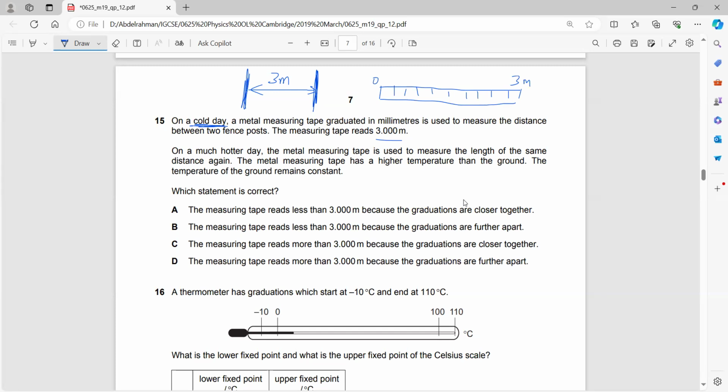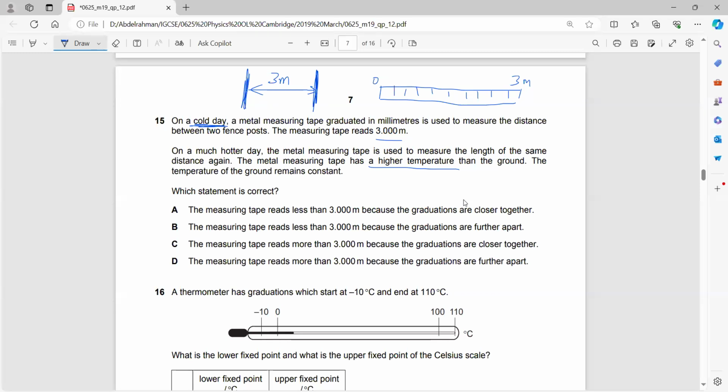Now, on a much hotter day, the metal measuring tape is used. We use the same measuring tape, but the metal now has a much higher temperature than the ground. What will happen to the metal? It's a good conductor, so it gets too hot, so it expands. We know that the metal will expand because it's really hot.